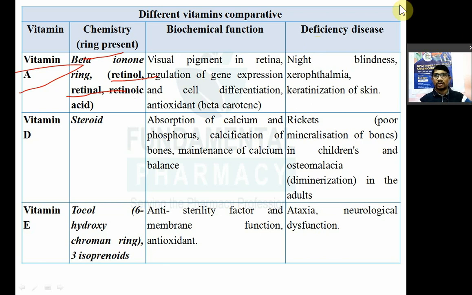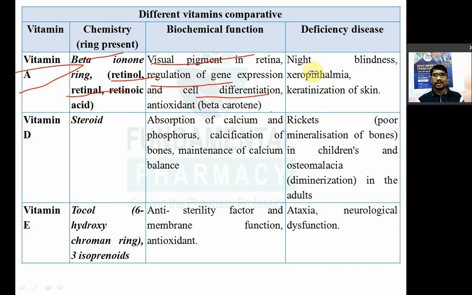Now, what is the main biochemical role of vitamin A? It is a component of visual pigment in the retina. It also regulates gene expression. Gene का जो expression होता है वो भी regulate करता है. And it is also responsible for cell differentiation. Cell का जो growth होता है, cell का जो production होता है, उसके ऊपर भी important function है. And beta carotene acts as an antioxidant in your body.